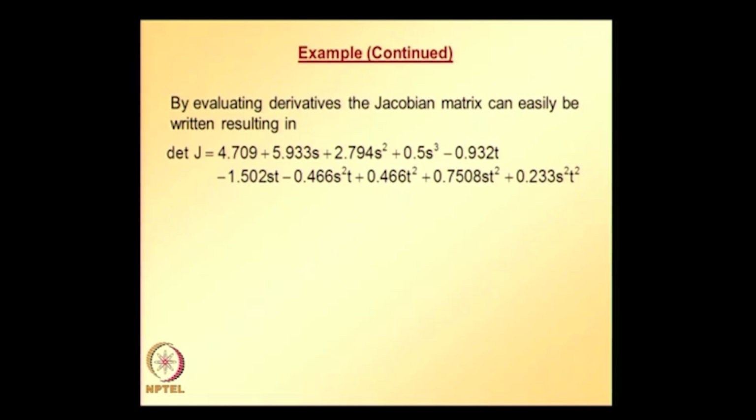Now, you can see the determinant of J expression is looking more complicated. So, in this case it is better we plot this with s going from -1 to 1, t going from -1 to 1. A surface plot of the Jacobian can be plotted with respect to s and t, with s going from -1 to 1, t going from -1 to 1.